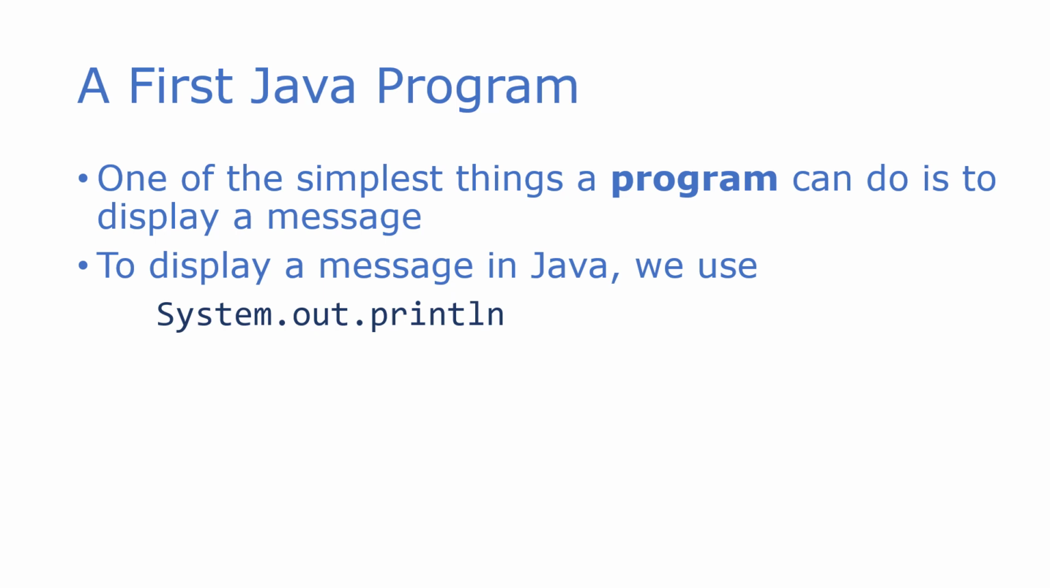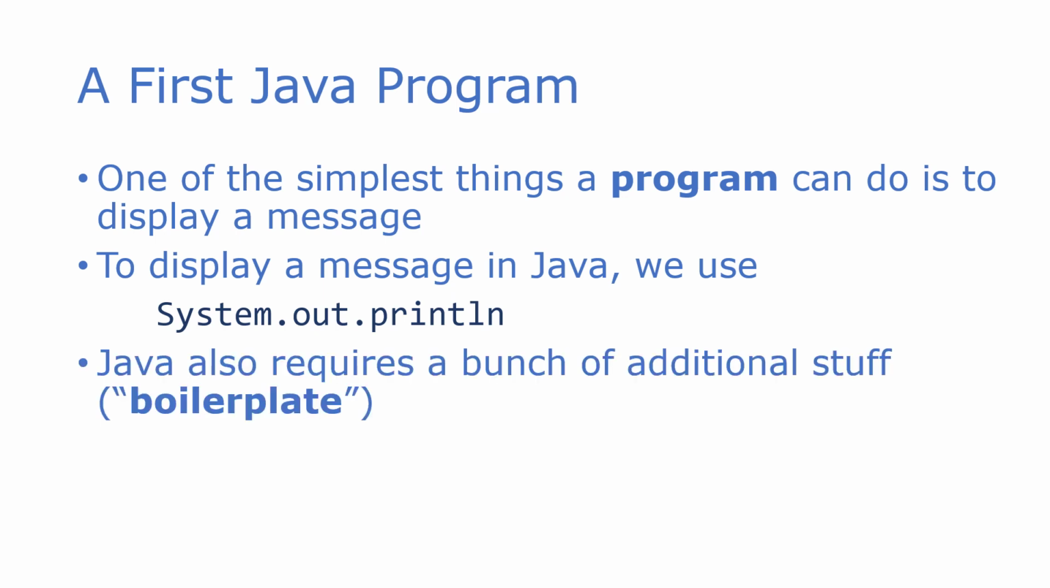out a message. Now, there's a lot of additional stuff you have with a Java program that you wouldn't see in a language like Python, or it's more than you would see in a language like C. We call that additional stuff boilerplate. It's just always there, and it all means something, and it's important for you to understand what it is.